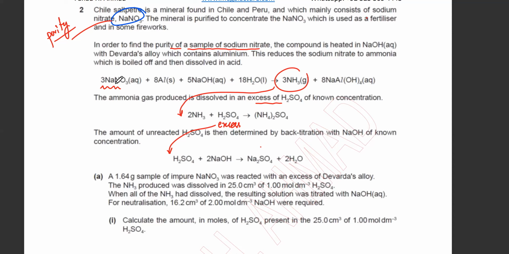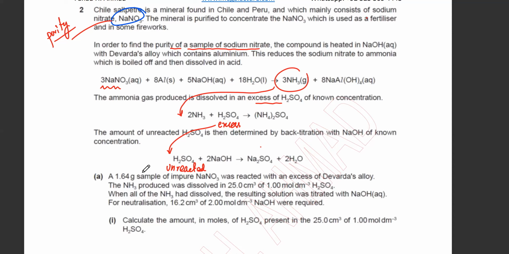You took sodium nitrate, which was an impure sample. Ammonia gas was produced, and that ammonia gas was then dissolved in an excess of H2SO4, and there would be some unreacted H2SO4. This is the unreacted H2SO4 from the previous reaction. So the amount of unreacted H2SO4 was then reacted with NaOH. So now we have the values as well.